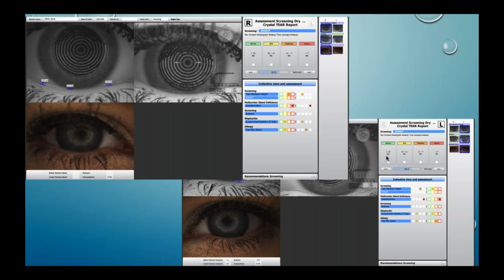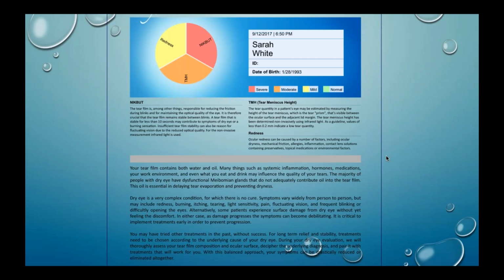I use it for my dry eye screening, and personally, I use the one that's built into the system, which is tear meniscus height, non-invasive tear breakup time, and the redness score. I like these because in my mind, it's given me a snapshot assessment of water, oil, and inflammation. I also like it because my technician can acquire it, do the assessment with the provided scales, and print out the report within 2 minutes.